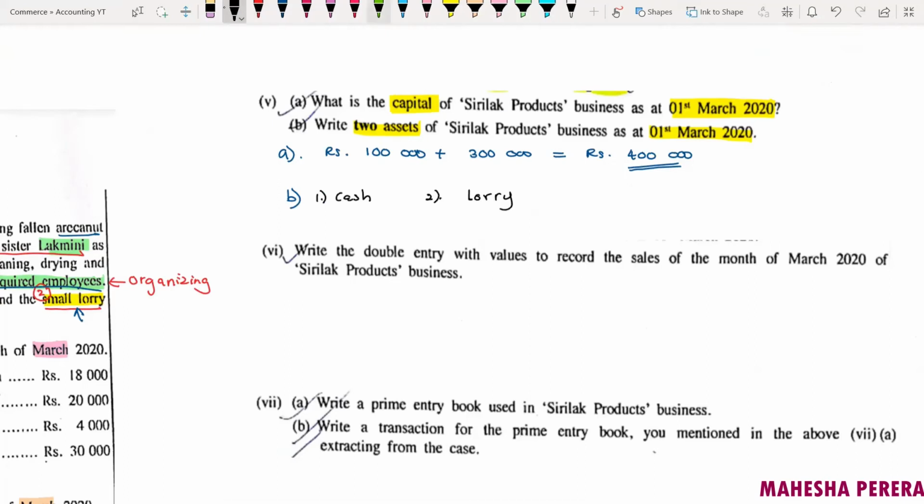Next question. Roman figure 6. Write the double entry with values to record sales of the month of March 2020 for Cyrillac products. Now, for us to write a double entry, we need a value. So what's the value of total sales for the month of March? You need to find it. So let's go through our case and find the total sales for the month of March.